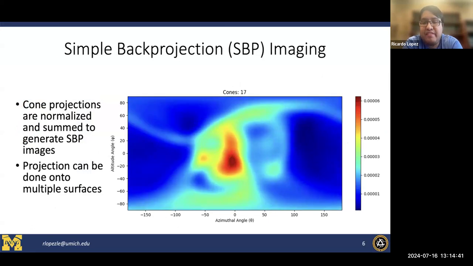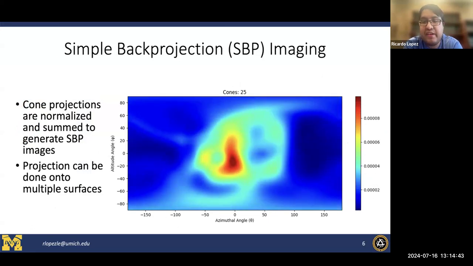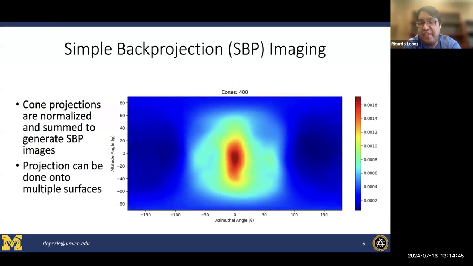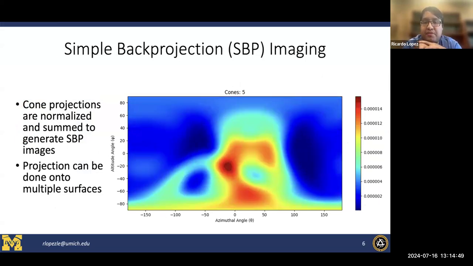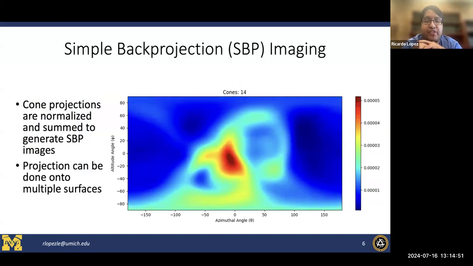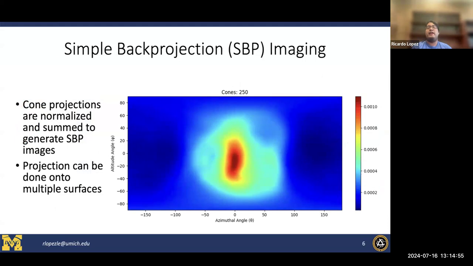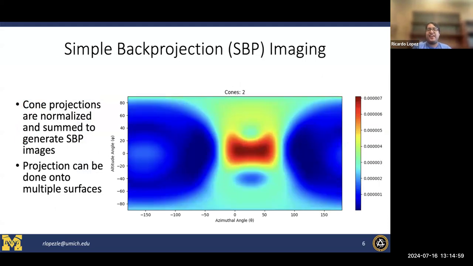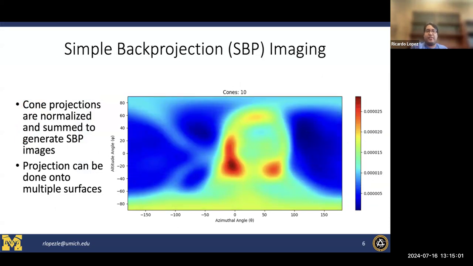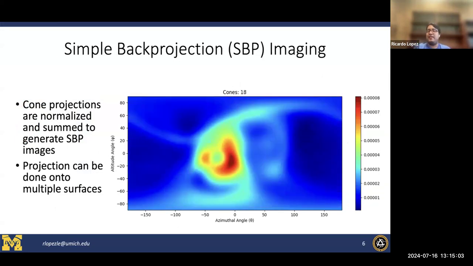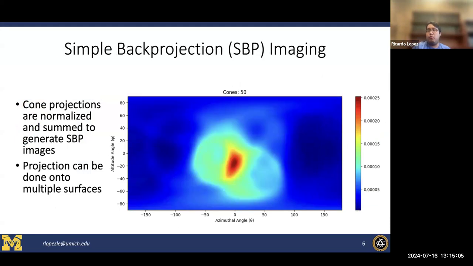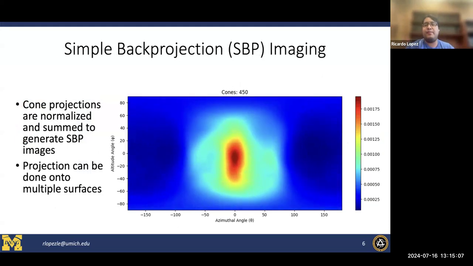Once you have all this data and all these angles, what can you actually do with that? Well, what you can do is take these cones and project them onto a surface such that you can add them or sum them together. This process we'll call, in this case, simple back projection. To give you an idea of what that would look like, this little video playing on this slide shows one measurement that we took with an imaging system.